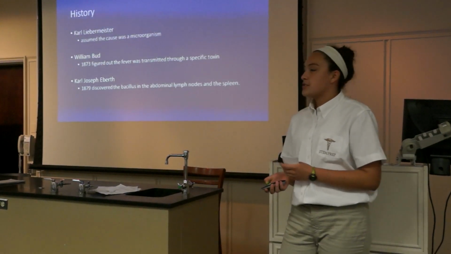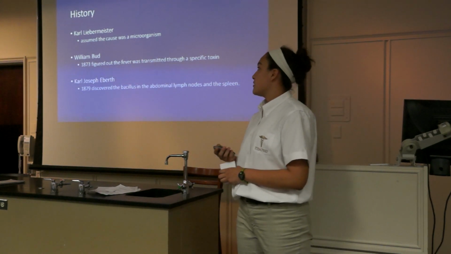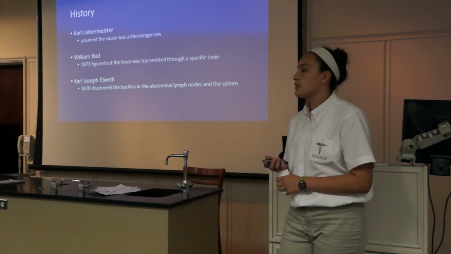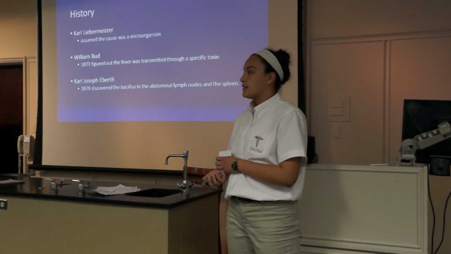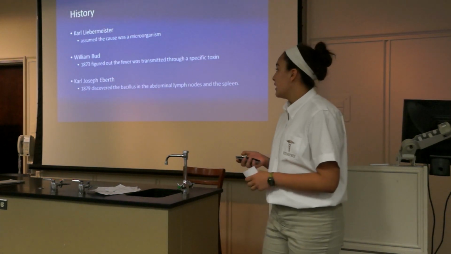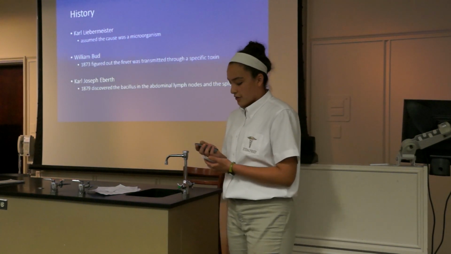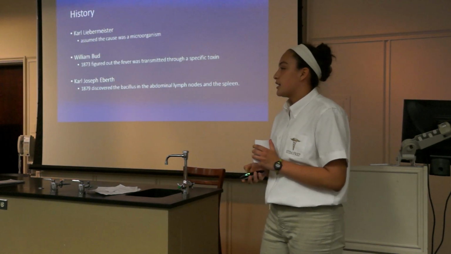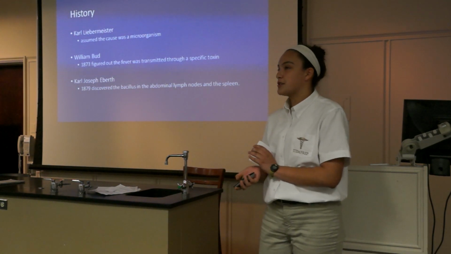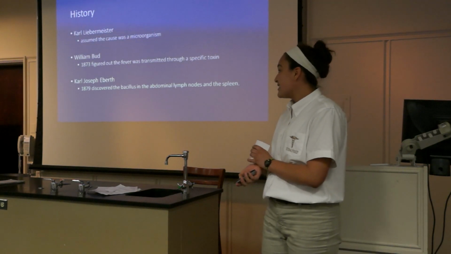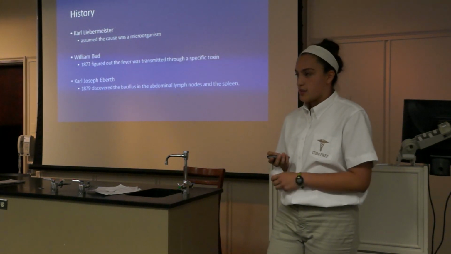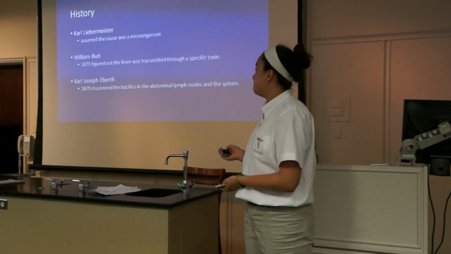The first person to assume that the cause of typhoid fever was a microorganism was Carl Leibnister, and he attempted to prove that the disease was transferred through contaminated water. William Budd, however, in 1873 discovered that it was transmitted through a specific toxin found in the excrement of patients. And in 1879, Carl Joseph Edberg discovered the bacillus in the abdominal lymph nodes and spleen.